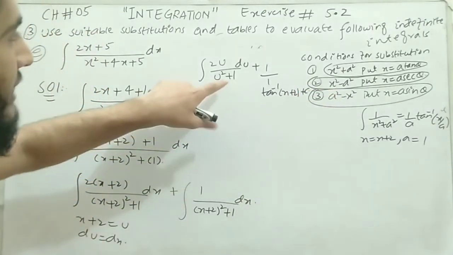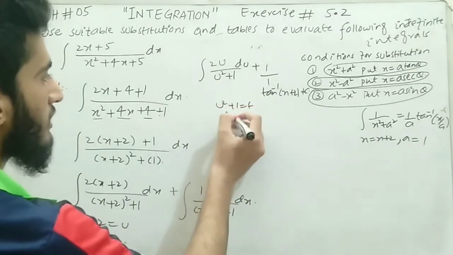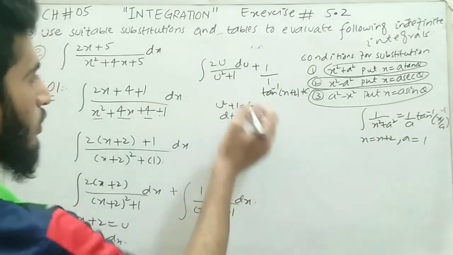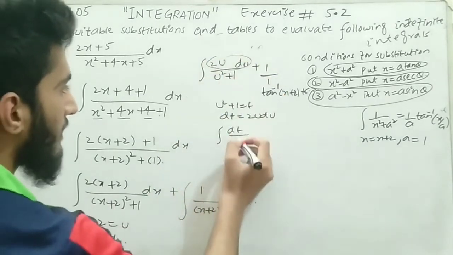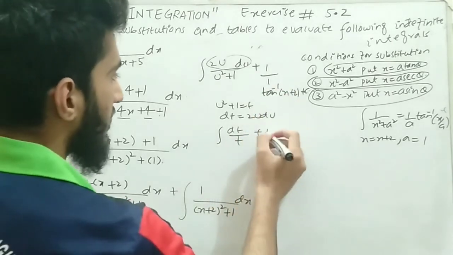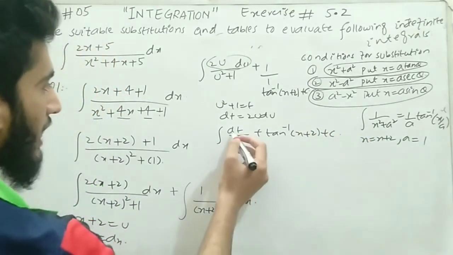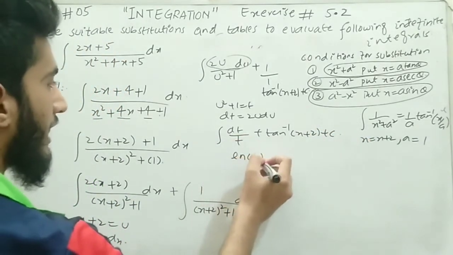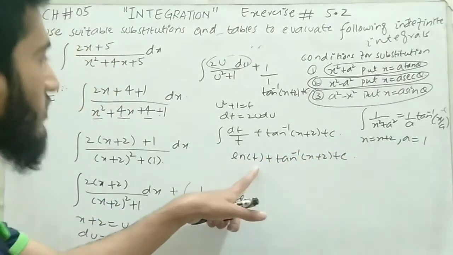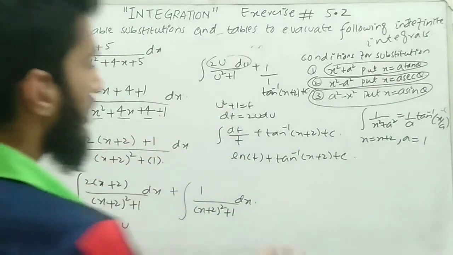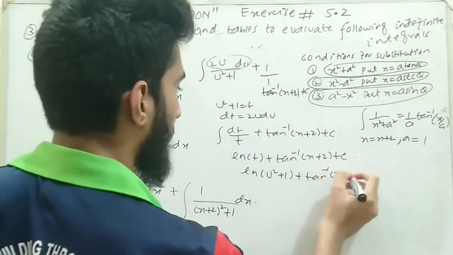After this, let's suppose u square plus 1 is equal to t, so our dt will be equal to 2u du, whose derivative is present in the numerator. So it becomes 2u du is dt divided by u square plus 1, which is t, and plus it gives us tangent inverse of x plus 2 and plus constant of integration. Now the integral of 1 over t is ln of t, plus tangent inverse of x plus 2 plus constant of integration. Then replace this t with u square plus 1. So it becomes ln of u square plus 1 plus tangent inverse of x plus 2 plus c.